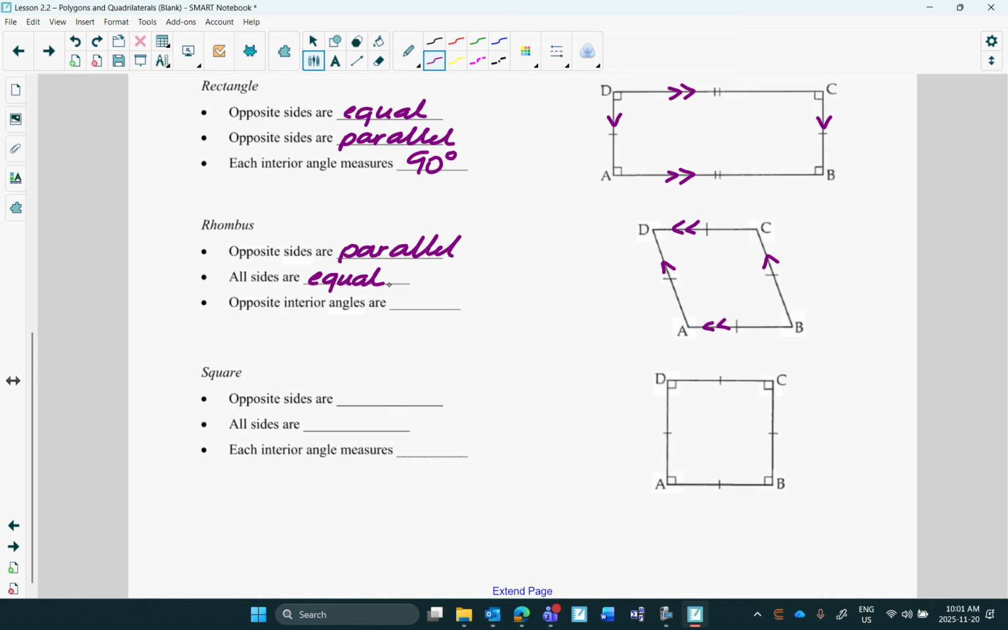What can you tell me about the opposite angles in a rhombus? They're not 90, obviously. They're the same. So angle D and angle B are the same measure. Angle C and angle A are the same measure, but different from D and B. So the opposite angles are equal.